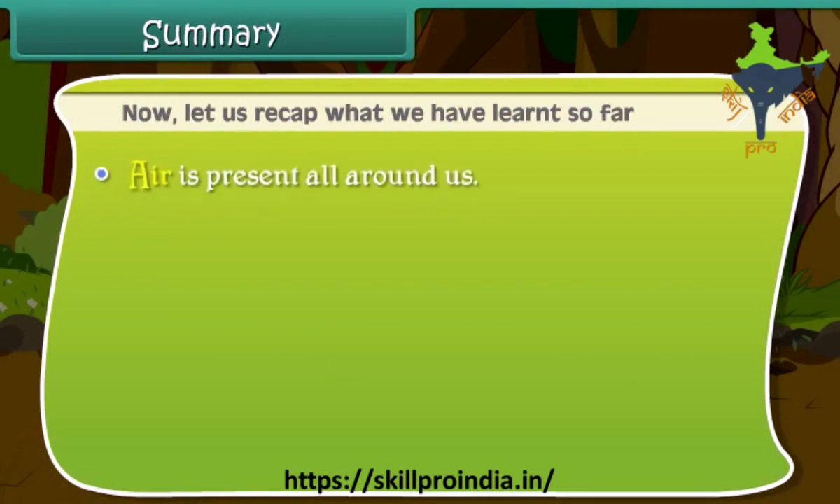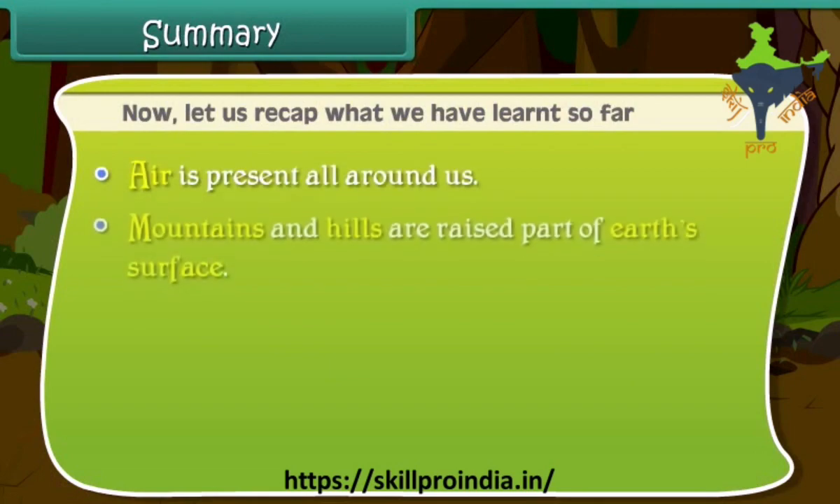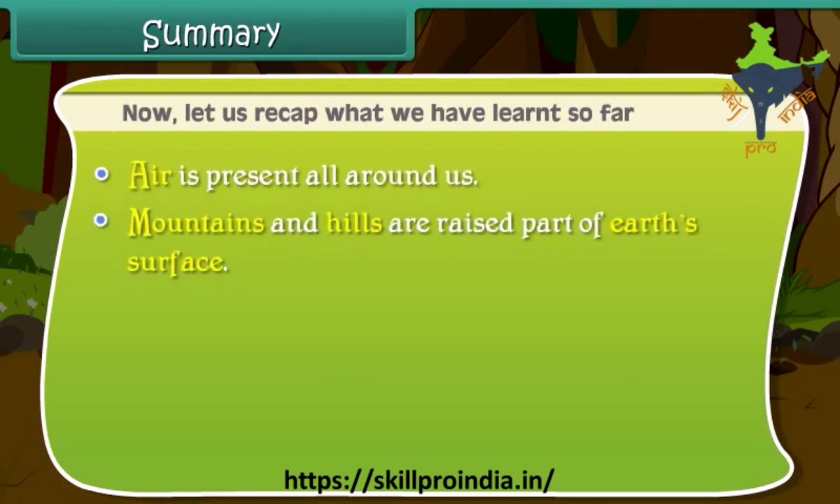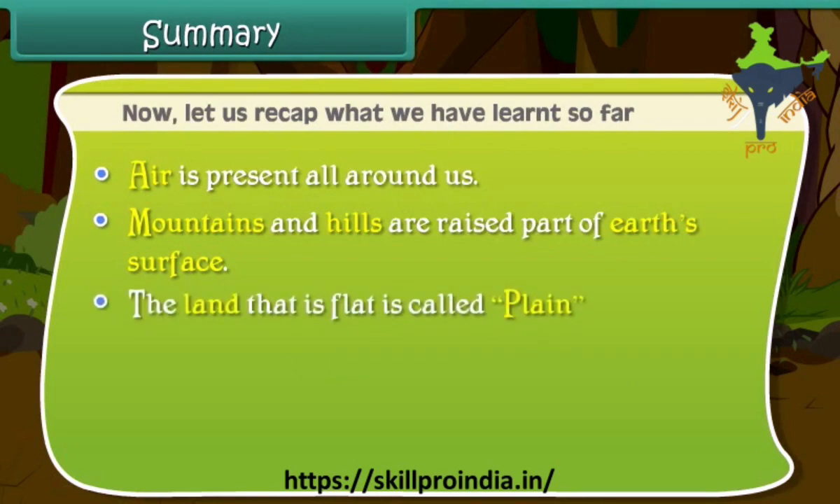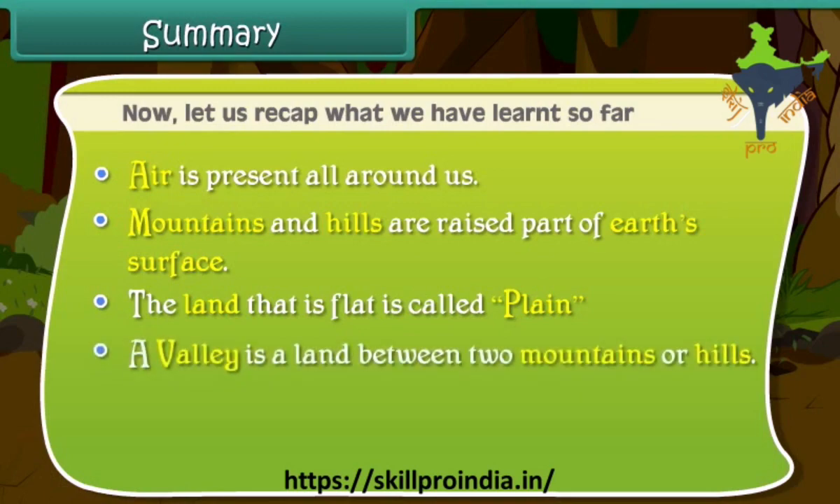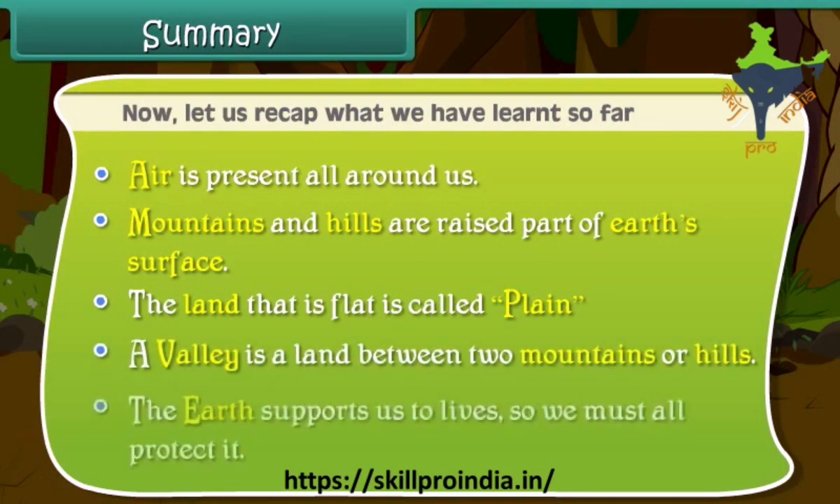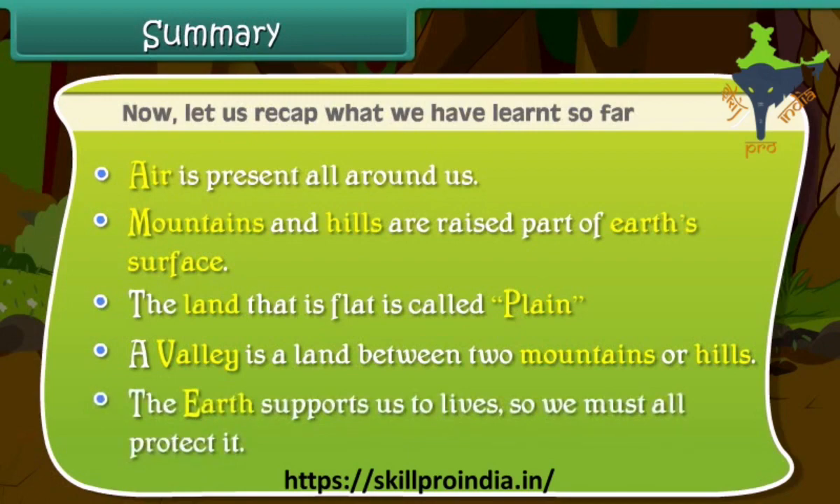Air is present all around us. Mountains and hills are raised part of Earth's surface. The land that is flat is called plain. A valley is a land between two mountains or hills. The earth supports us to live, so we must all protect it.